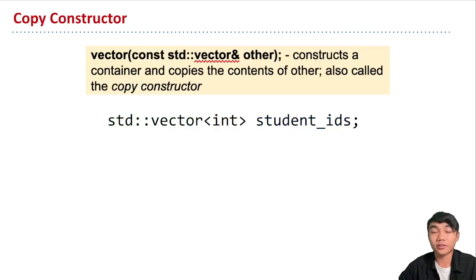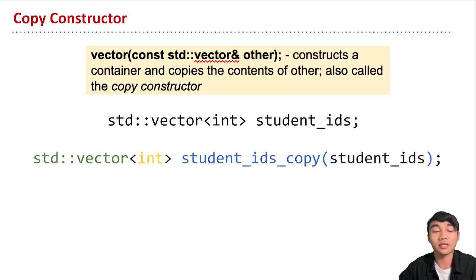The next constructor is one that assumes that you already have a vector. It's called the copy constructor. And what it does is it takes in as a parameter another vector, and it's going to copy the contents of the other vector into the new vector that you are constructing. So how you would use it is like this.